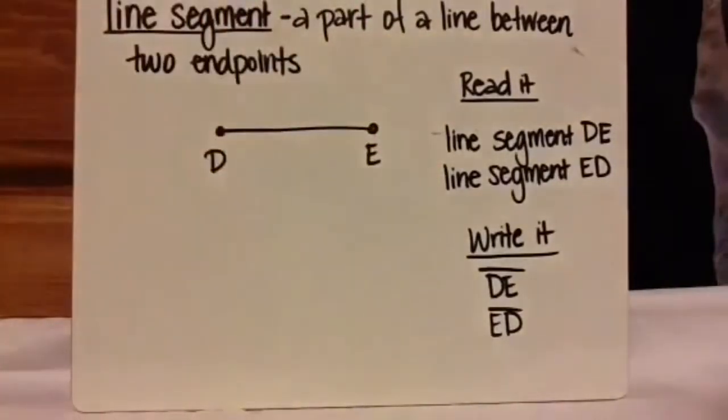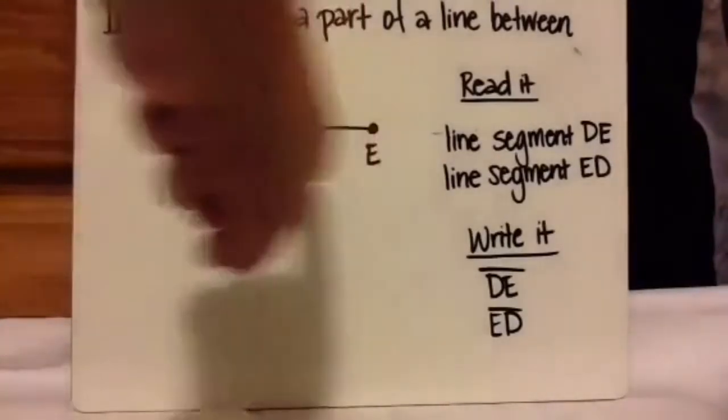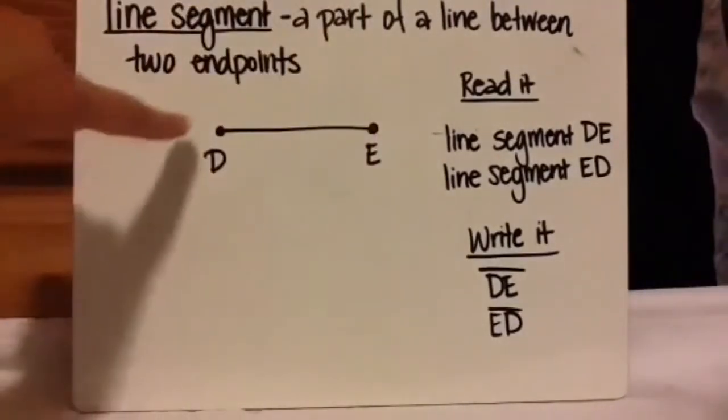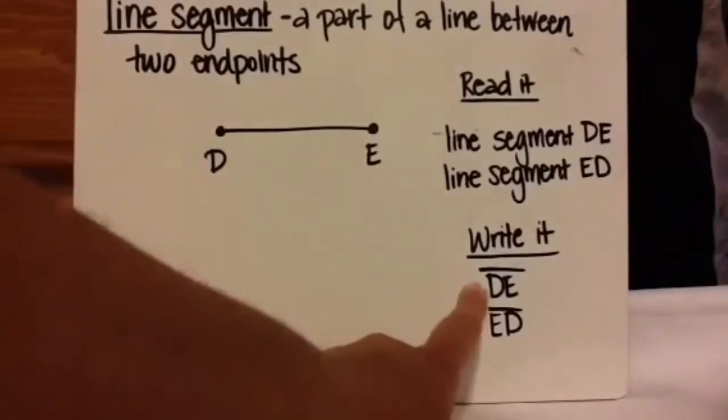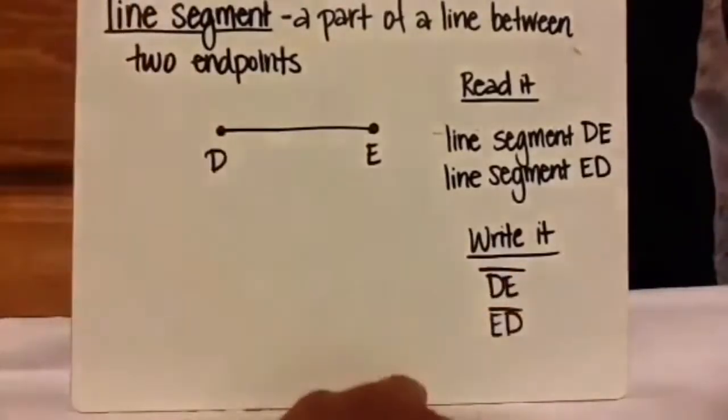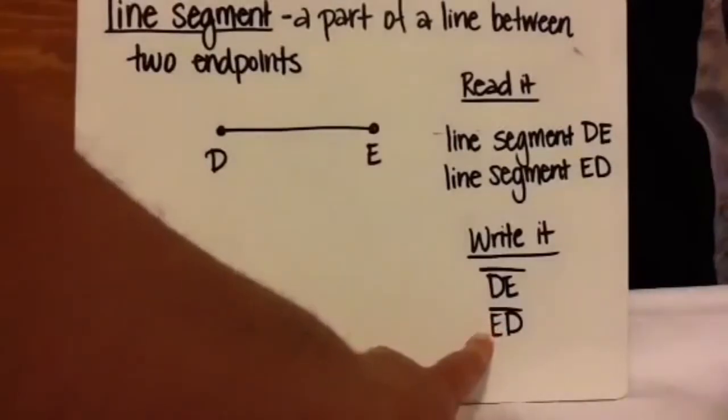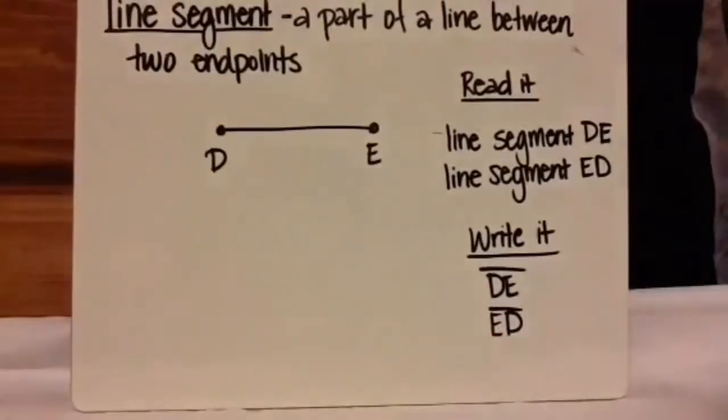And I forgot to mention that in the previous video about the line. You can also read it the other way too. And so the way to write it is you write DE and you just draw a line without arrows, or you say ED and you draw a line without arrows.